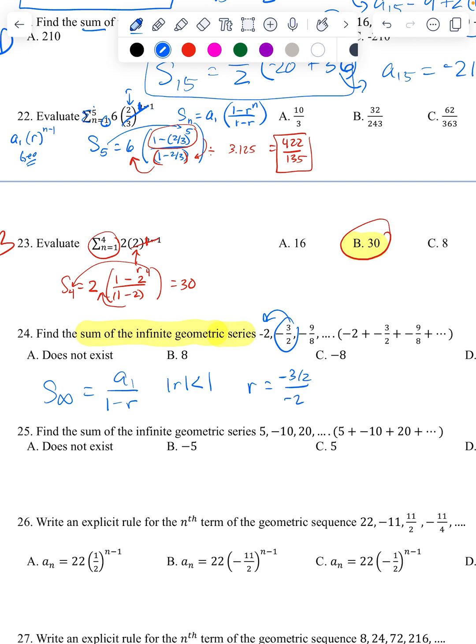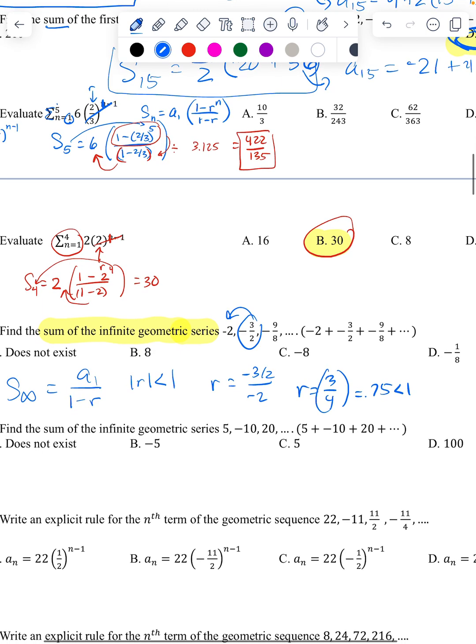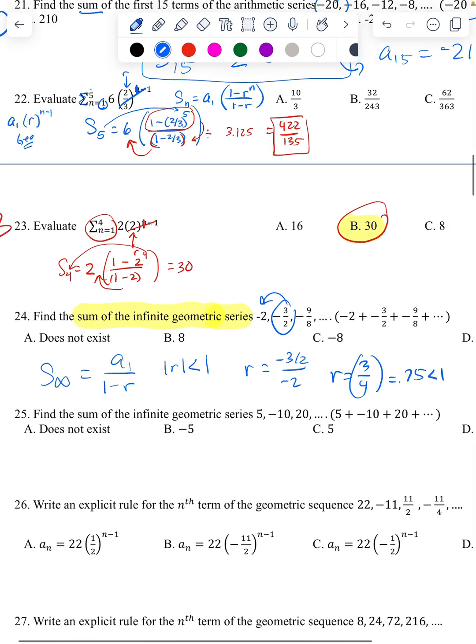So if I went to my calculator and did negative 3 over 2 and then divided that by negative 2, my common ratio here is 3/4 or 0.75, which is indeed less than 1. And so I am going to be able to use my formula.